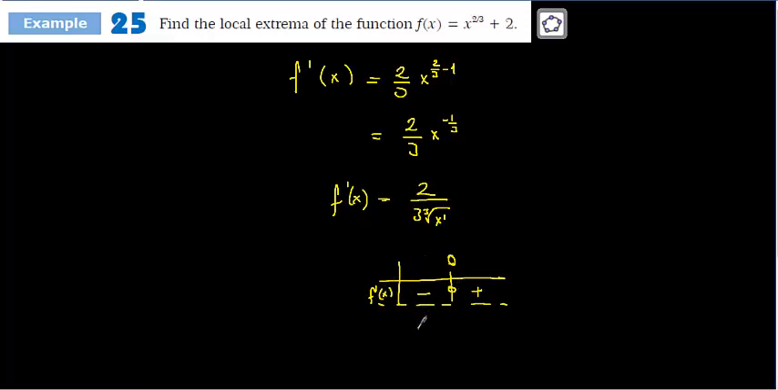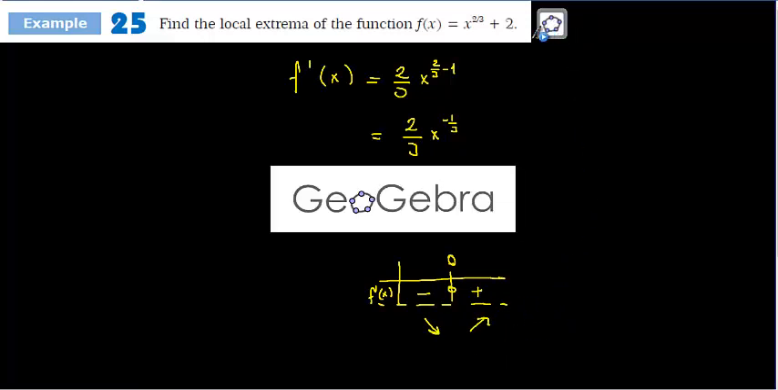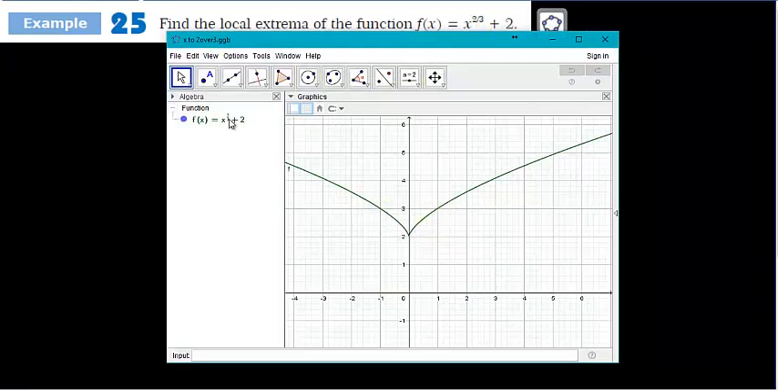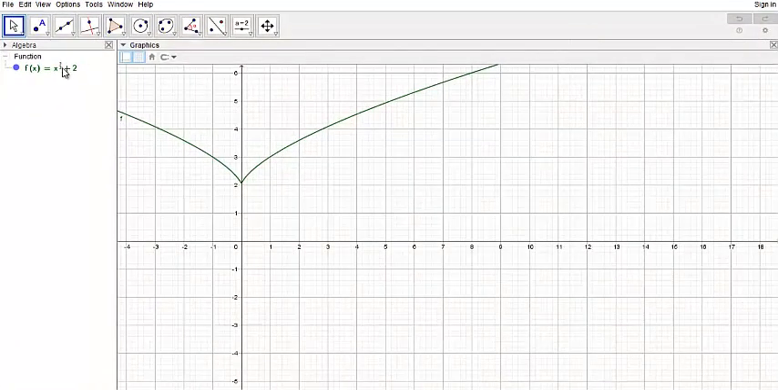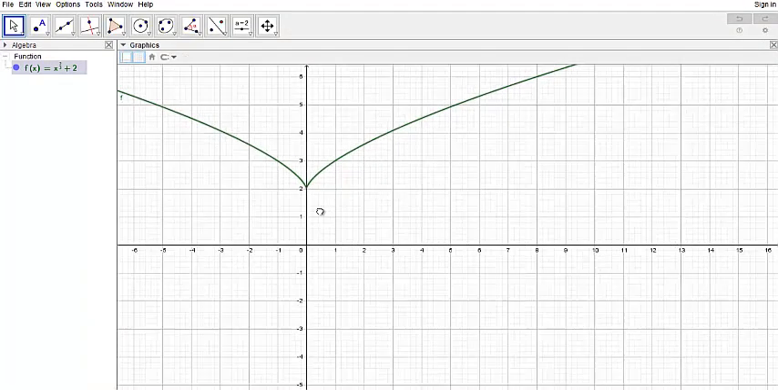It means that the function is first decreasing, then increasing. And I also prepared this one for you: the graph of x to the power of 2/3. Then the graph of the function is going to be like this here.